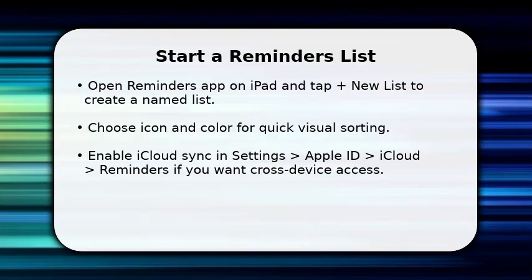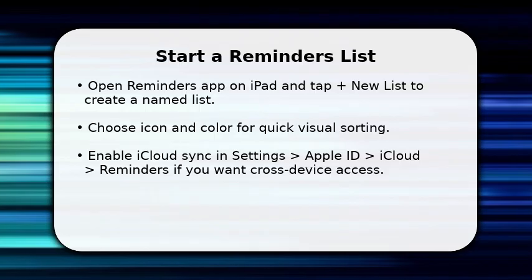You're creating your first actionable list now. Open Reminders and tap Plus New List. Name it clearly so you find it fast. Choose an icon and color to visually categorize.